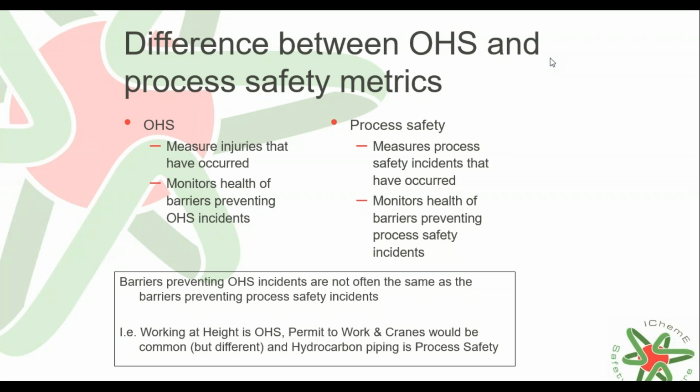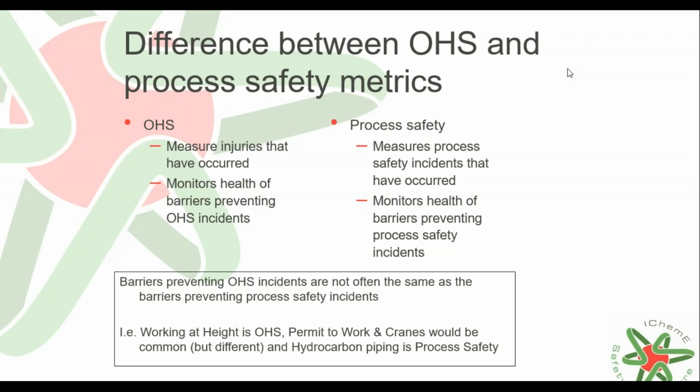But the difference being that when we talk about OH&S barriers or process safety barriers, we're talking about items that prevent the type of injuries which might be related to slips, trips and falls in the OH&S space. Or in the process safety space, we might be talking about more monitoring of our process safety barriers. So the best way to describe that is to use an example.